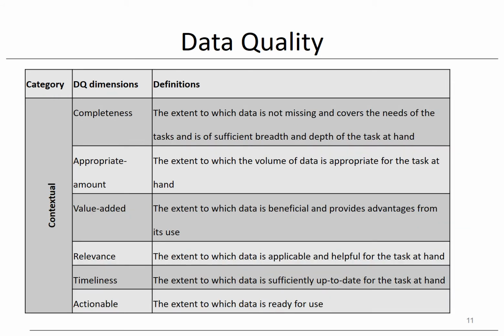The contextual category measures the extent to which data is appropriate to the task of the consumer. Obviously, this can vary in time and across data consumers. You can see the dimensions completeness, appropriate amount, value added, relevance, timeliness, and actionable together with their definitions.